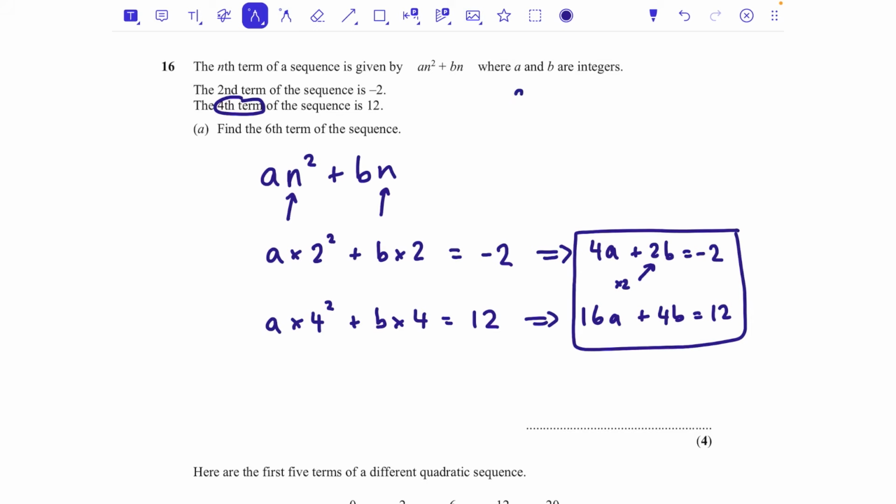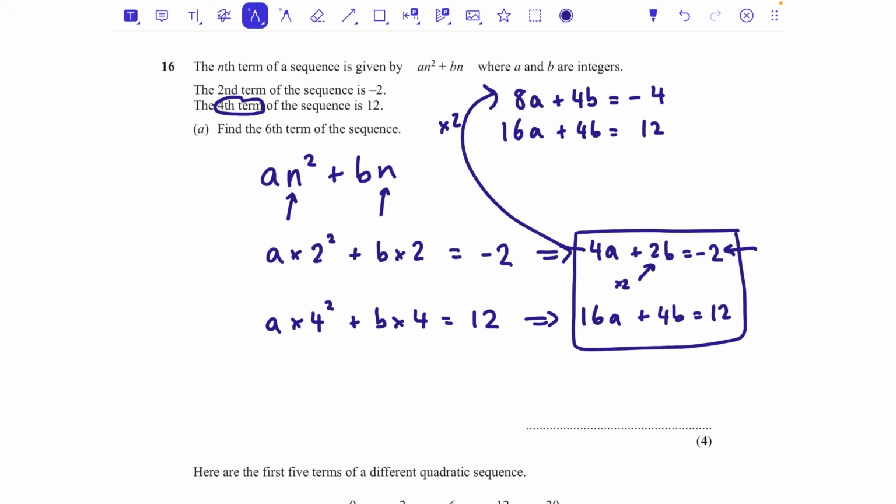So I'm going to write 8a add 4b. So I'm just timesing this equation by 2. As long as you times both sides, that's absolutely fine. It's equivalent. So we've timesed everything by 2. Don't forget to times that by 2 as well. And then underneath, 16a add 4b equals 12.